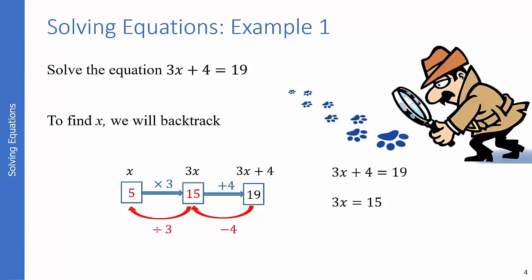Next, we undo the times 3 by dividing by 3. 3 into 15 goes 5. So that means the x is 5.